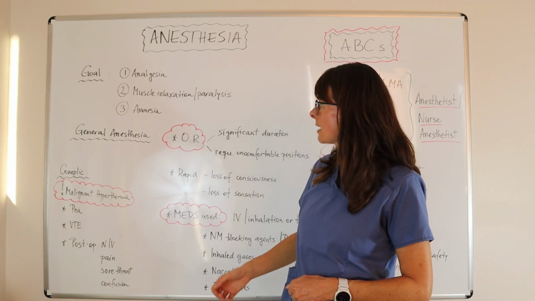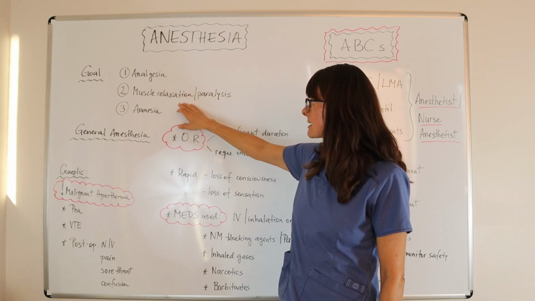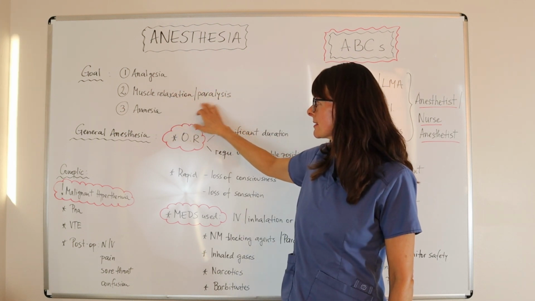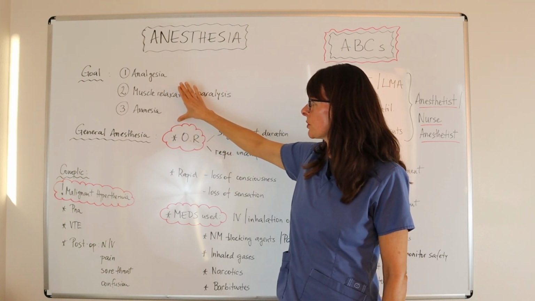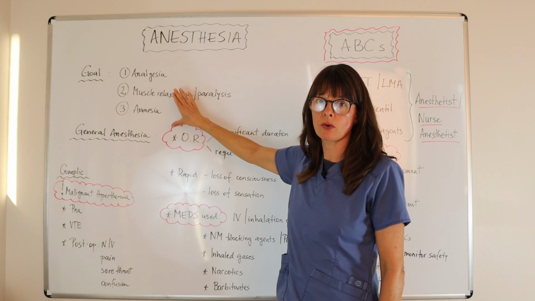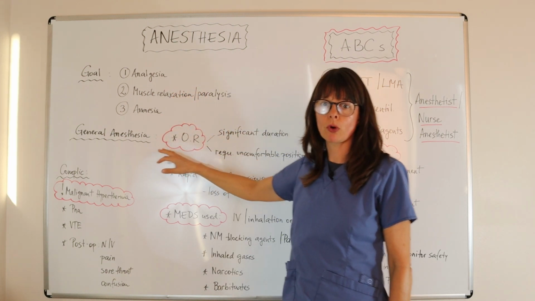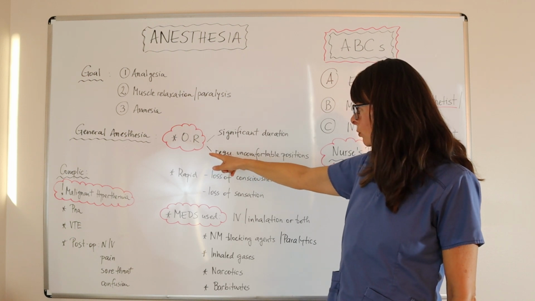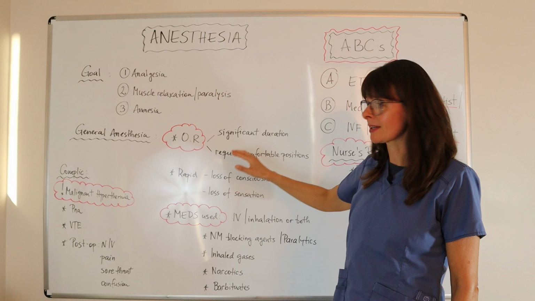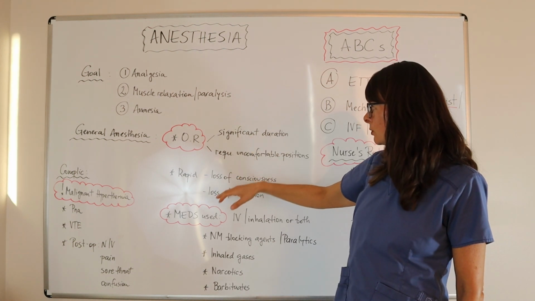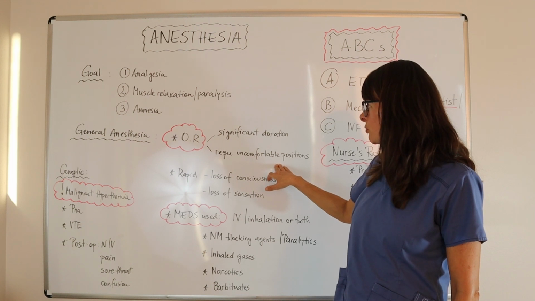So the goal is always analgesia, so pain control, muscle relaxation and/or paralysis, and amnesia. So we can achieve all those three things with general anesthesia. And general anesthesia is usually performed in the operating room, where the procedure is going to require a significant duration and/or an uncomfortable position for the patient.